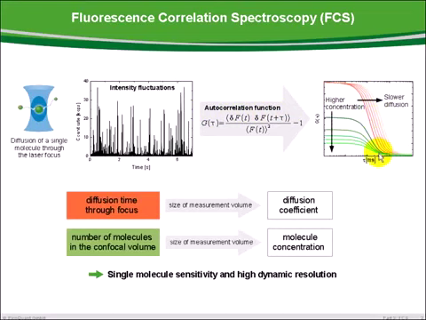The amplitude of the curve is inverse to the number of molecules inside the measurement volume. Using a calibration measurement, we can determine the size of the measurement volume. Now, we can calculate the diffusion coefficient as well as the absolute molecule concentration. FCS can be applied to measure molecule concentrations and diffusion coefficients over several orders of magnitude, for example inside living biological cells.